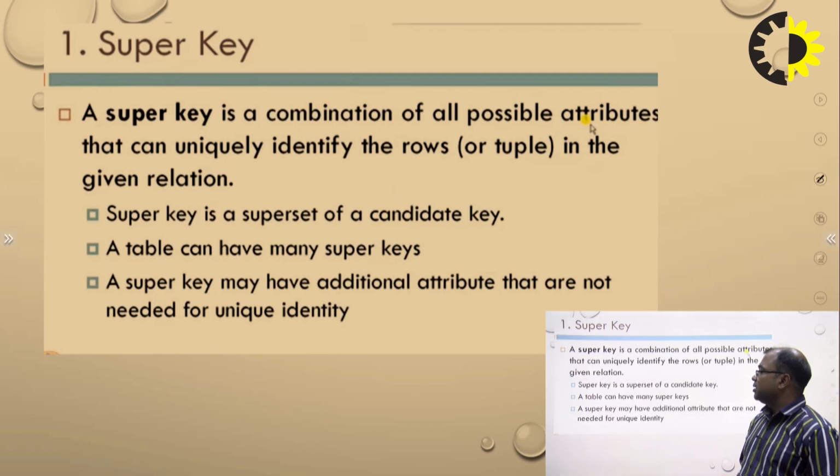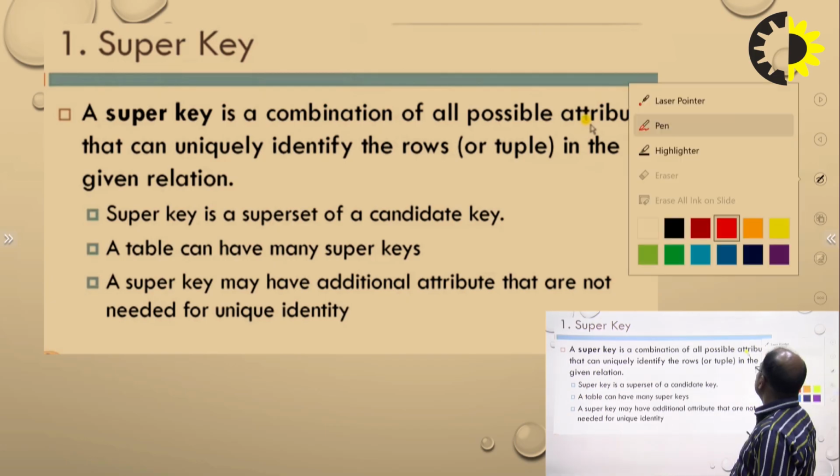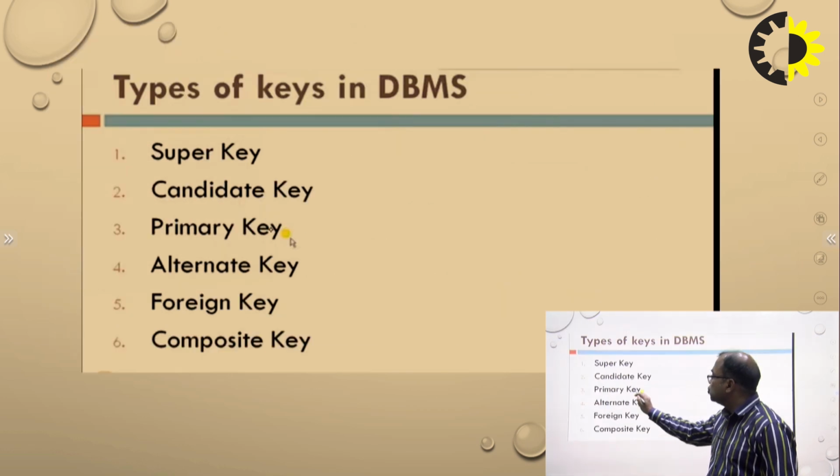So a super key is basically a superset of candidate key. Super key is basically not a subset, it is a superset.